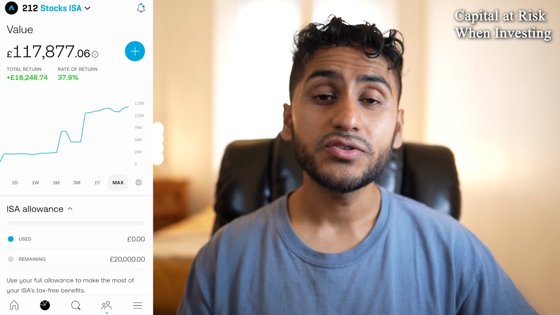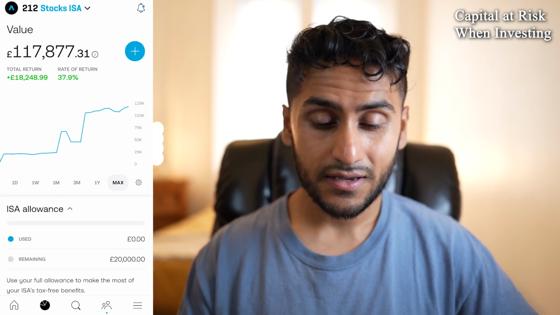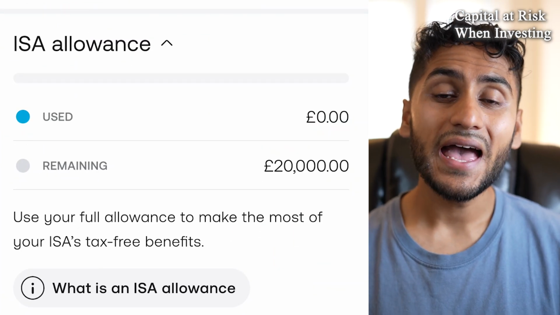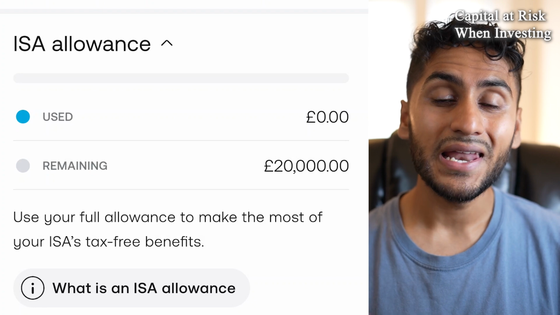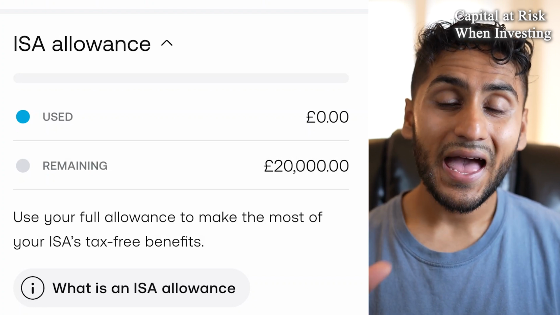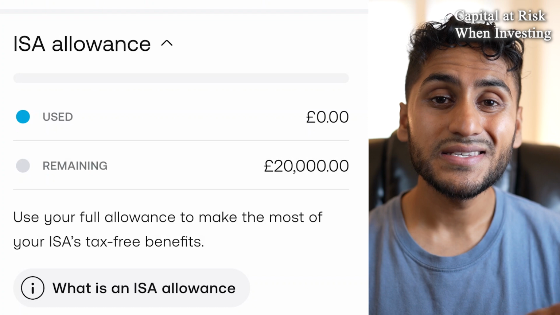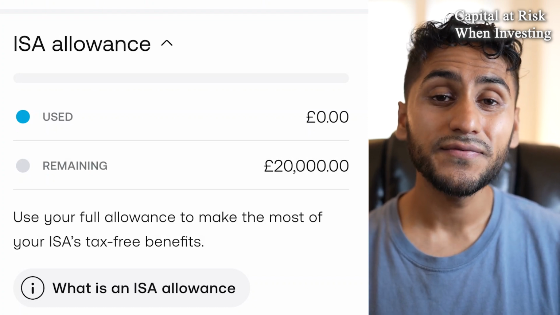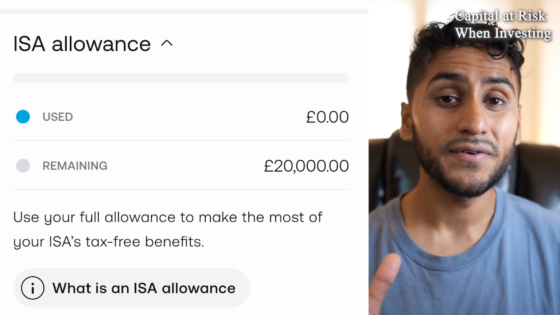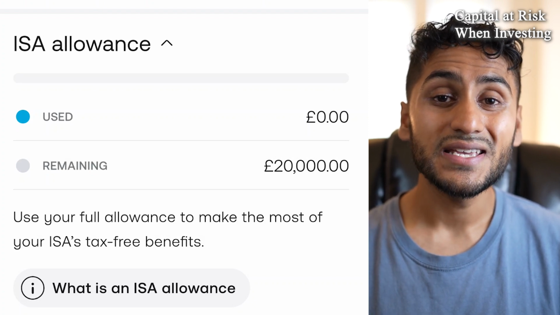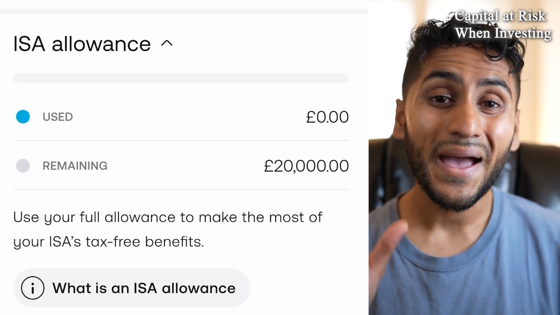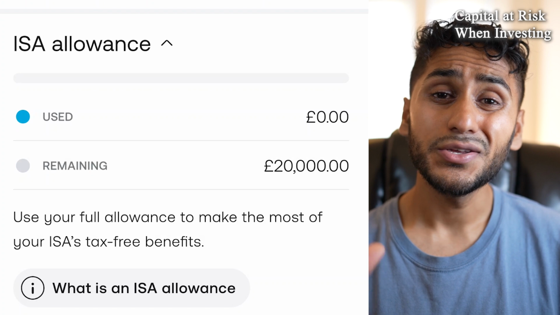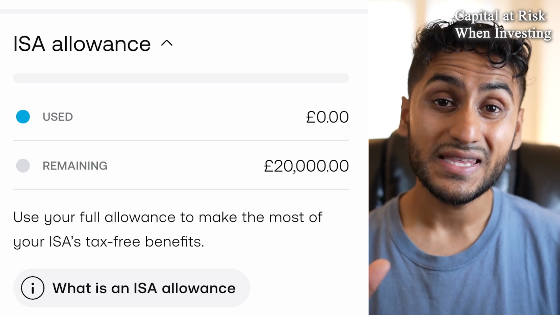This is my Trading 212 Stocks and Shares ISA. If I scroll down a bit, you can see that my ISA allowance is completely open. I haven't used a single penny of my allowance this year. However, I have completely maxed out my ISA this year with a different provider, and that is absolutely fine. You don't have to choose the same provider every year. You can have as many Stocks and Shares ISA accounts as you want, but the maximum you can put in per tax year is £20,000. You don't even have to use that whole £20,000 allowance.